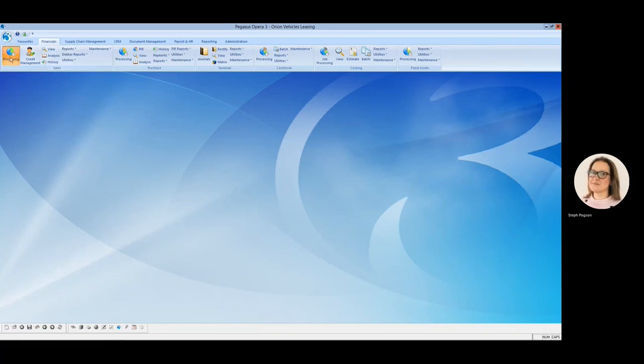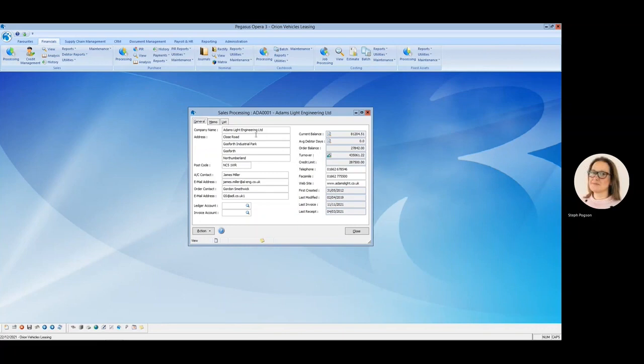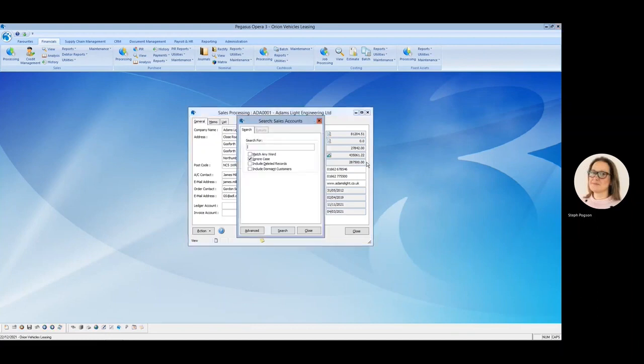From the Opera 3 database, we read account codes, names, address details, contact information, as well as the current balance, credit limit, and their on-stop status, ensuring that a user can process a transaction like they can within Opera.